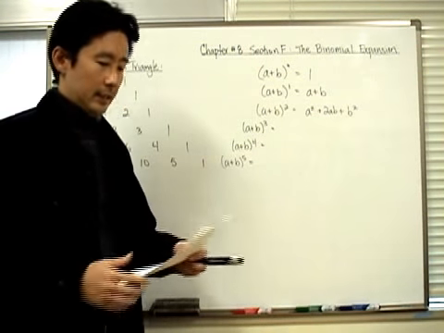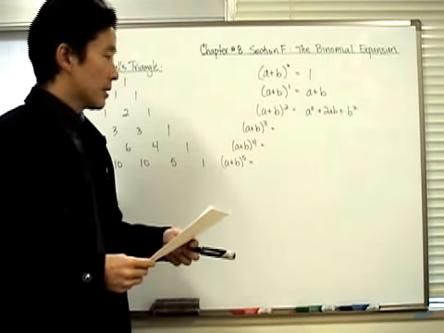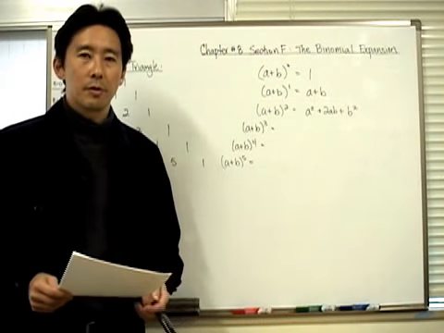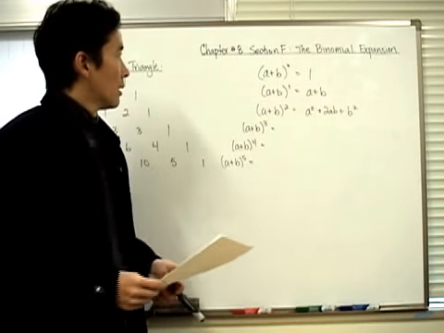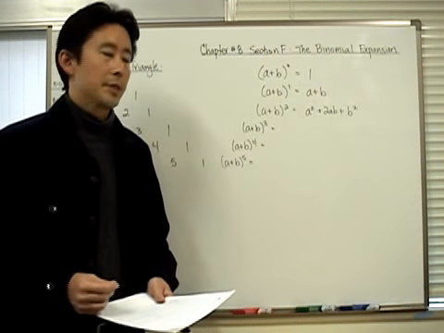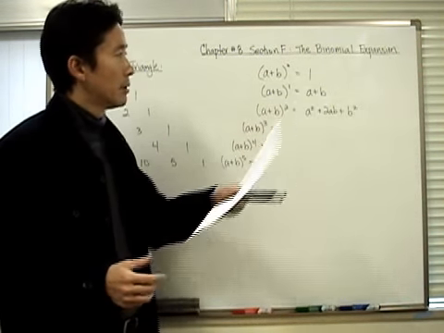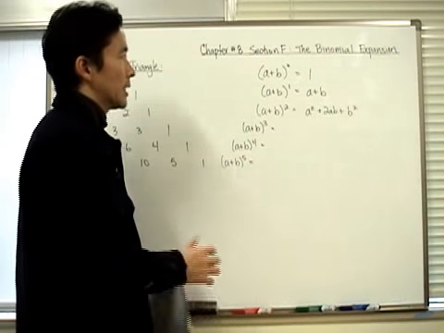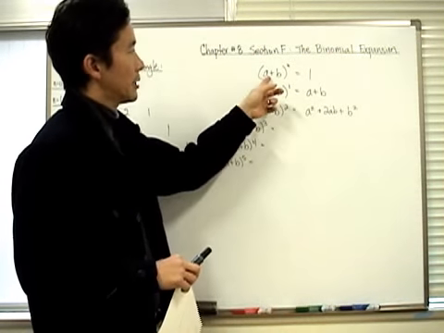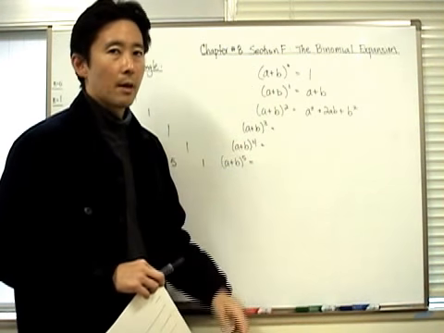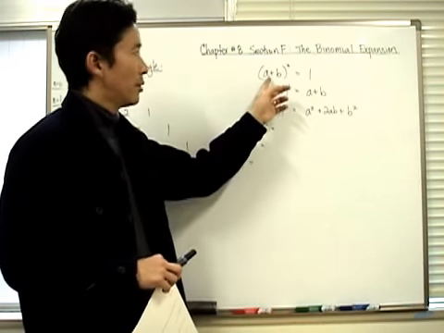Okay, hello everyone. Let's take a look at Chapter 8, Section F, which is called the binomial expansion. Let's make sure that we know exactly what we're referring to when we talk about first a binomial and then an expansion. Let's look at this value in the parentheses, a plus b. Notice that's called a binomial.